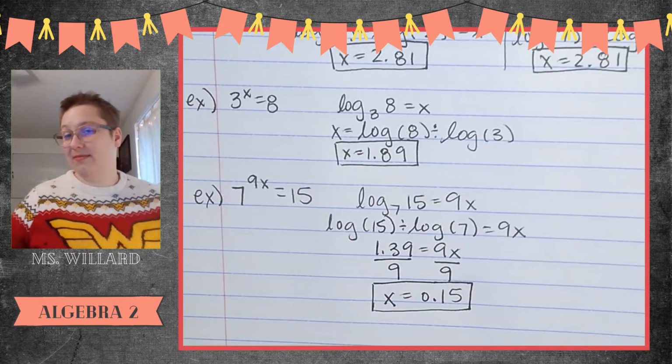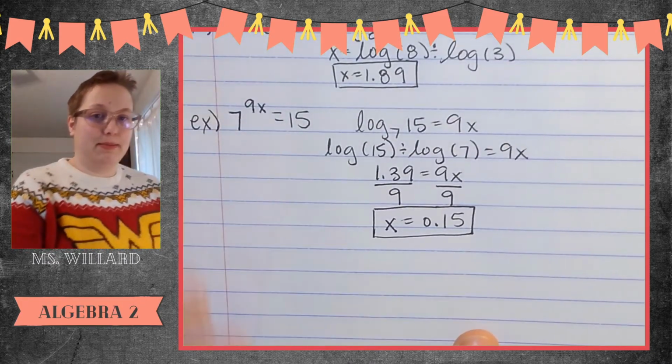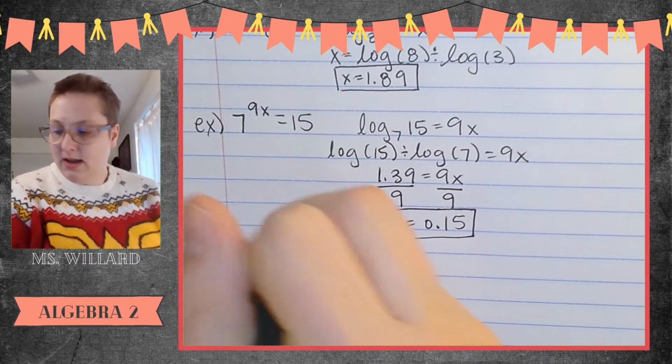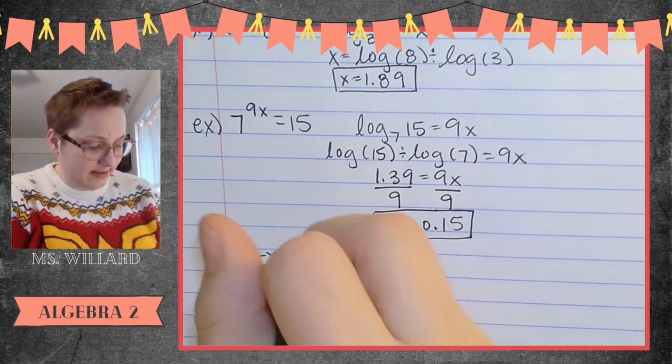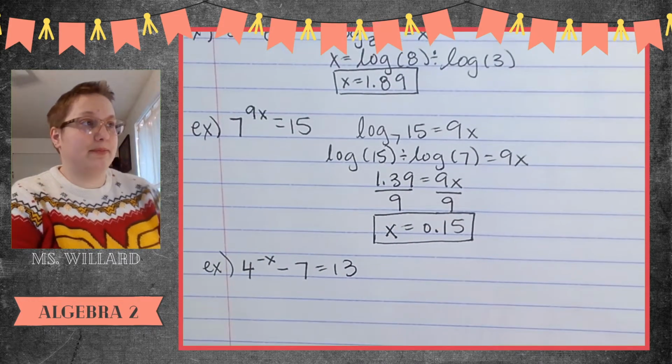Okay, let's try one more crazy thing. But honestly, all these are the same. It's just I added a 9 in there and I divided by 9 at the end. Okay, so let's try 4 to the negative x minus 7 equals 13. It looks different, I know. It's okay.